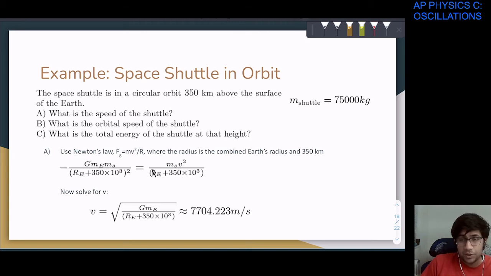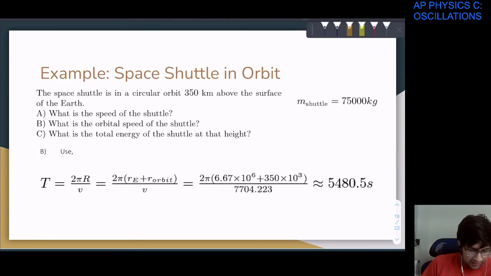Cool. Now part B is asking, what is the orbital speed of the shuttle? For orbital speed, we did this earlier in the PowerPoint. We just took the distance of the orbit and divided by the speed. The distance is going to be 2 pi times r, because it's a circular orbit, and we know that the radius of the orbit is the radius of the Earth plus the height of the orbit.